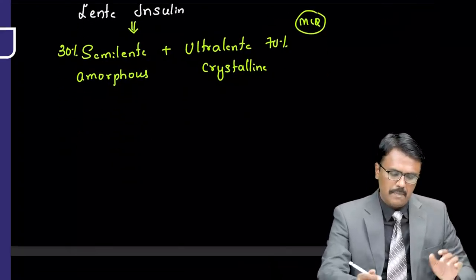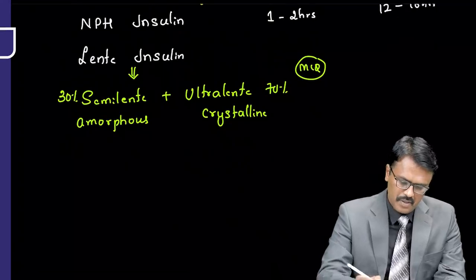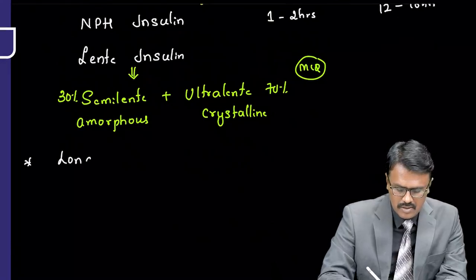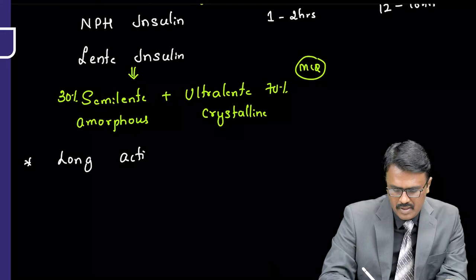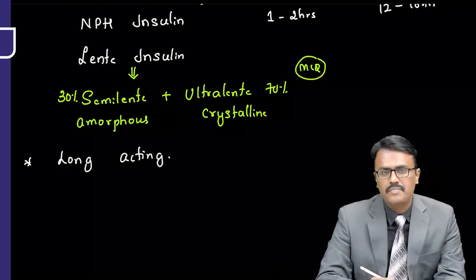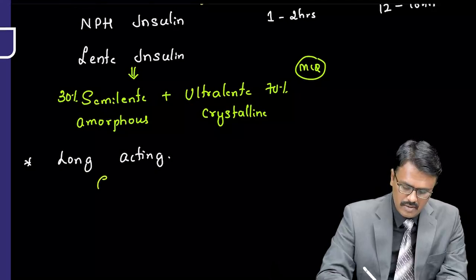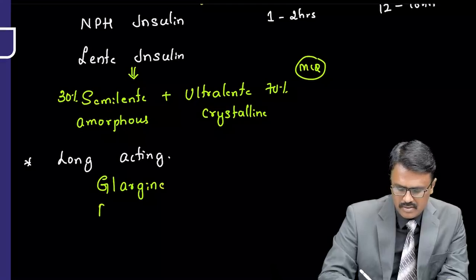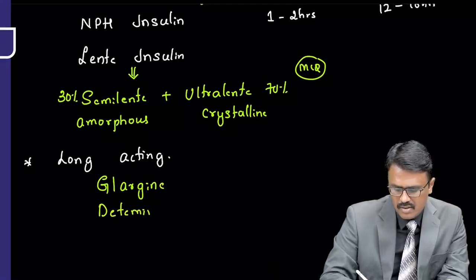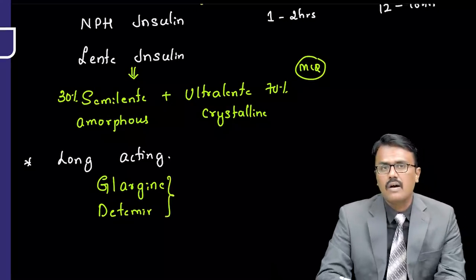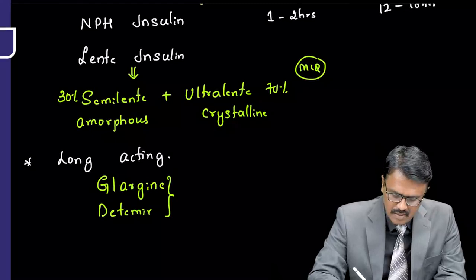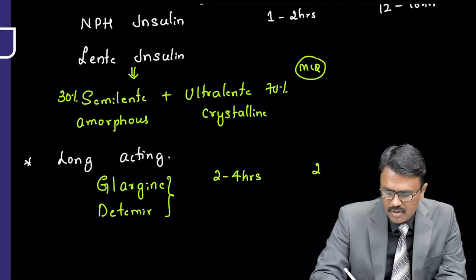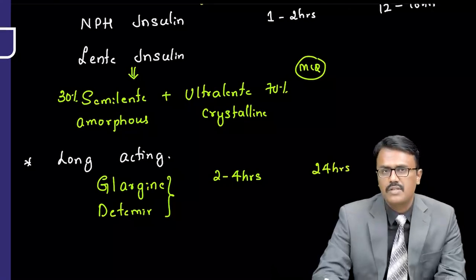Now the last insulin I am going to discuss, they are called the long acting insulins. What are these? They are called glargine and detemir. These two insulins are the longer acting. The onset of action is around 2 to 4 hours and they work for 24 hours. So the duration of action is 24 hours.